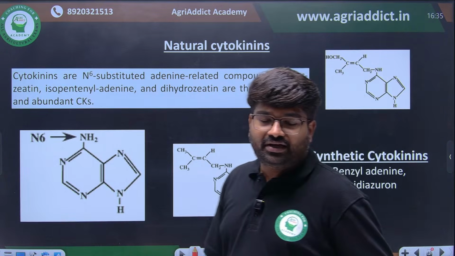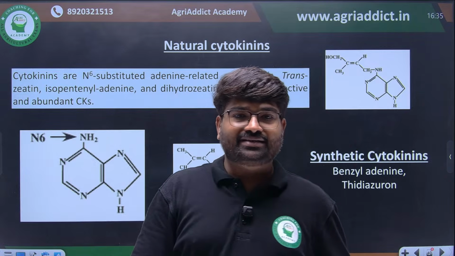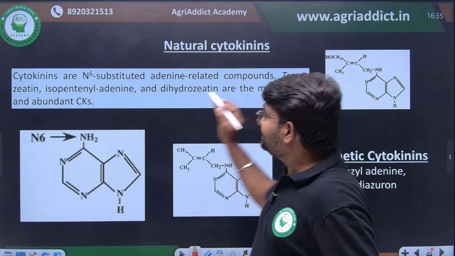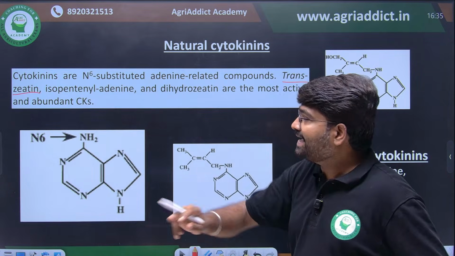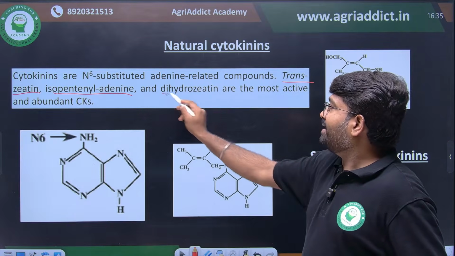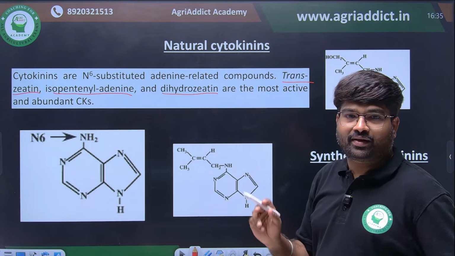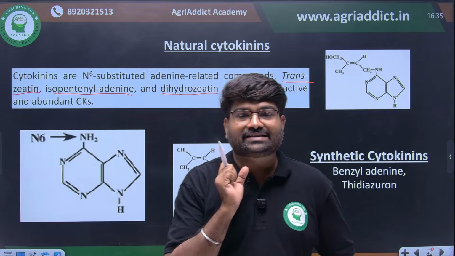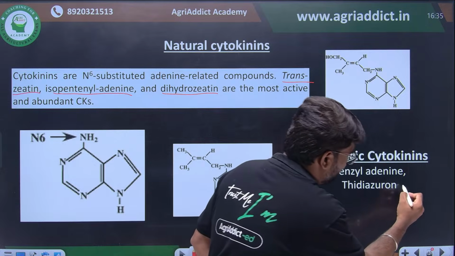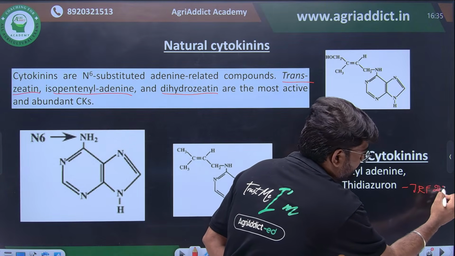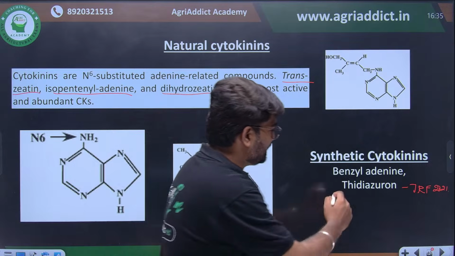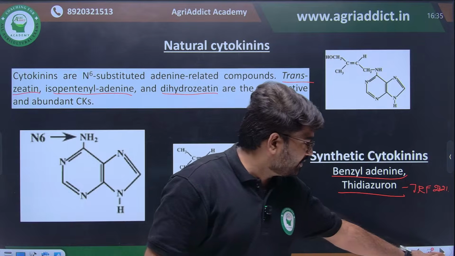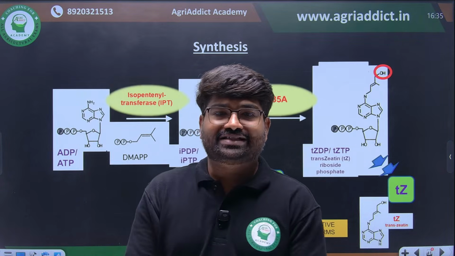Now we are going to see examples of natural and synthetic cytokinin. Examples of natural cytokinin: transzeatin, which is very important, isopentenyl adenine and dihydrozeatin. These are examples of the most active or naturally abundant cytokinins. Now the synthetic cytokinins, this is a JRF 2021 question. Examples of synthetic cytokinins are thidiazuron and benzyl adenine. You have to remember these examples.